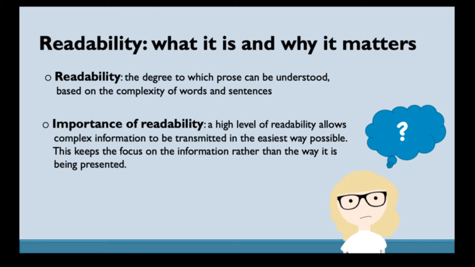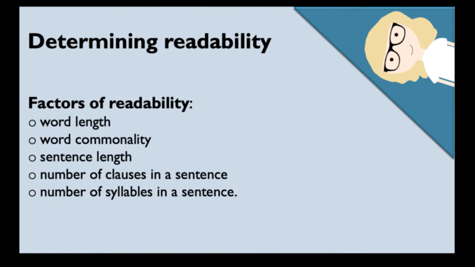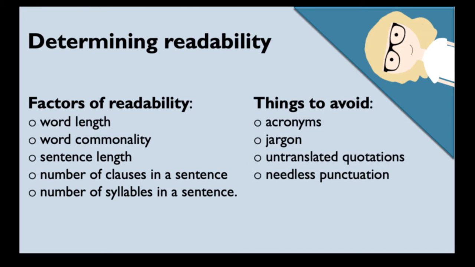Many factors influence readability, including word length, word commonality, sentence length, number of clauses in a sentence, and the number of syllables in a sentence. Keeping these factors in mind, there are some things that are best to avoid when considering a text's readability. Things such as acronyms, trade jargon, quotations in a foreign language that have not been translated, and punctuation that does not add clarity to a text should be omitted.